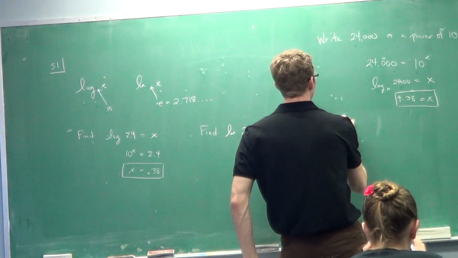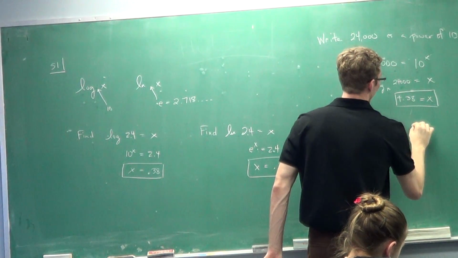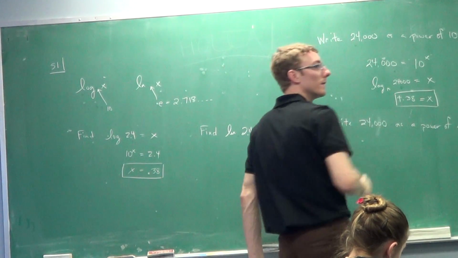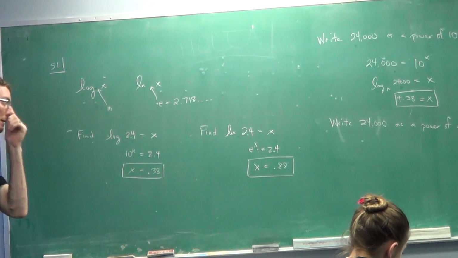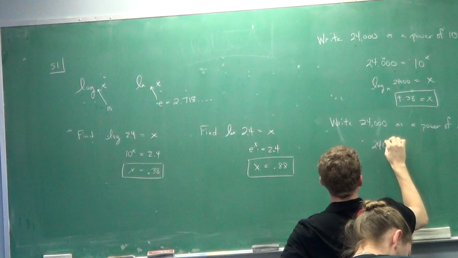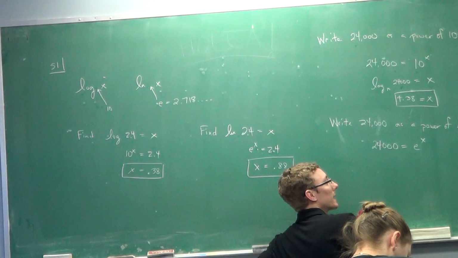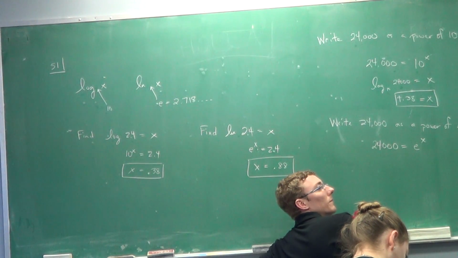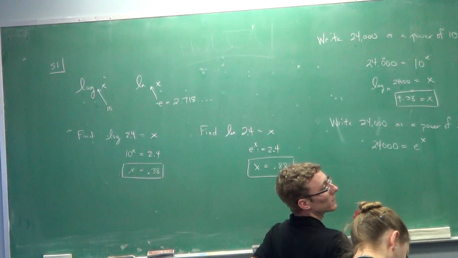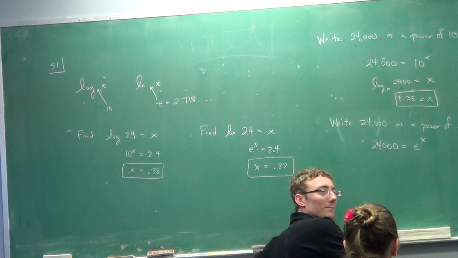Let's write 24,000 as a power of e. So I need some power of e to be 24,000. So 24,000 is some power of e, e to the x. Do you magically know what that x is? No, and if you do, let me know, because you can get a job with someone pretty quickly, I'm sure, because that's like talent.